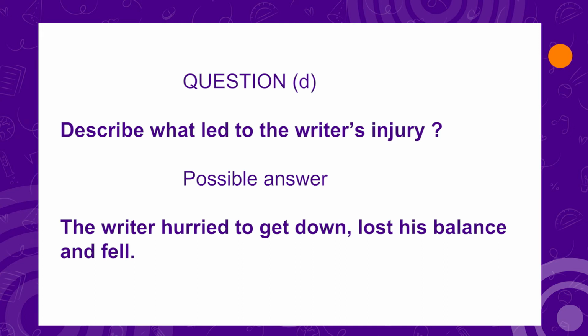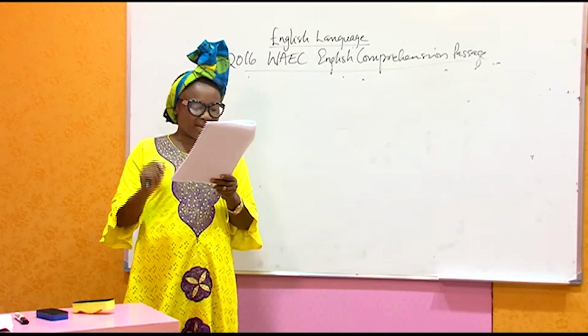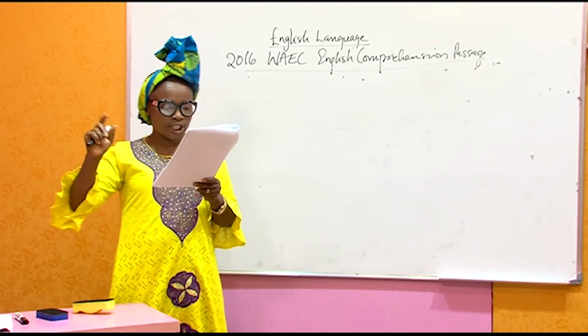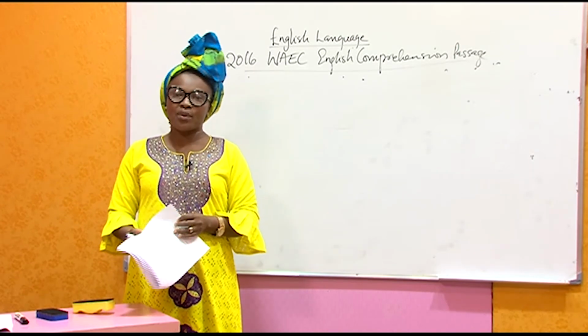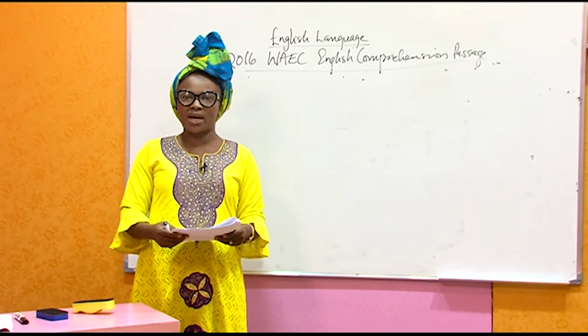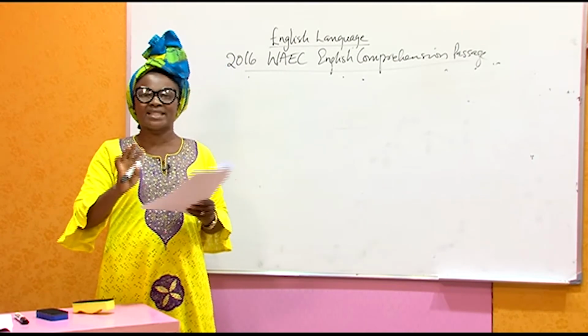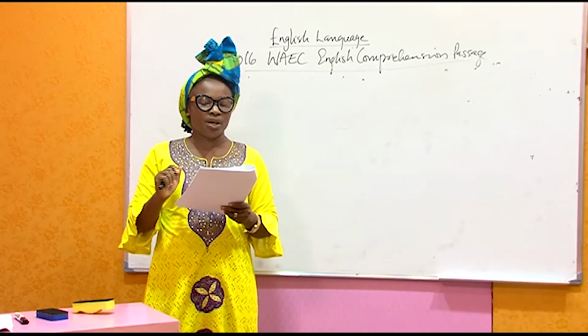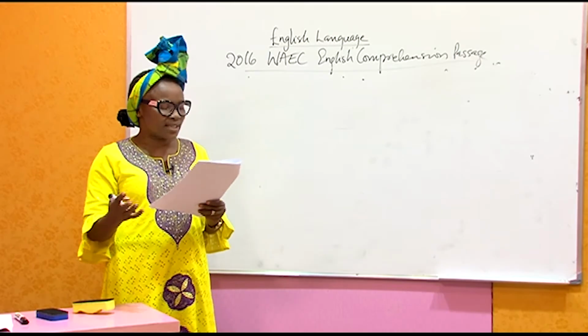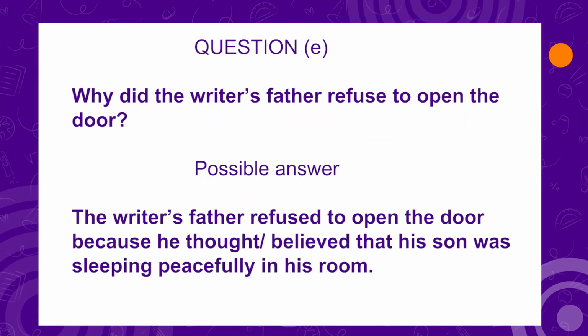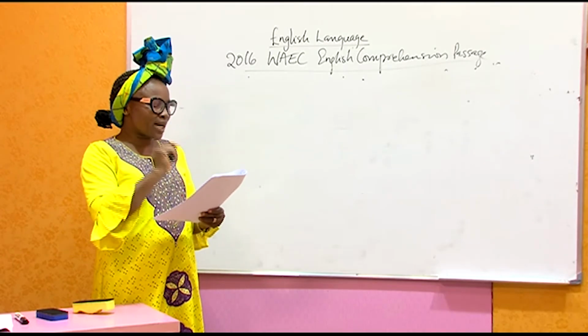Now, I want to take us through question E. Question E says, why did the writer's father refuse to open the door? It is another recall kind of question, because the answer to this question is explicitly stated in the passage. The writer's father refused to open the door because he thought that his son was sleeping peacefully in the room. Or you could put it in this manner, the writer's father refused to open the door because he believed that his son was sleeping peacefully in his room. That's a possible answer to that question E.